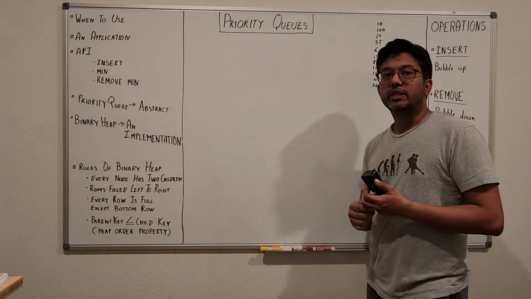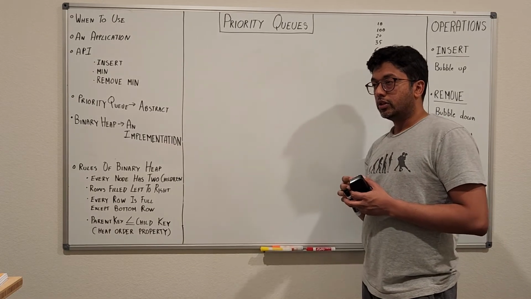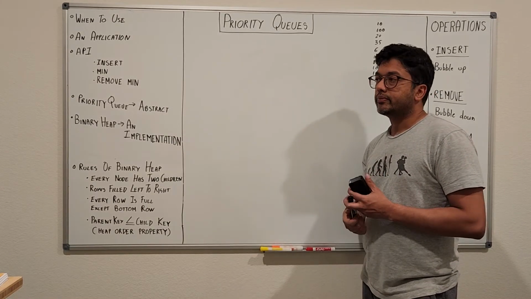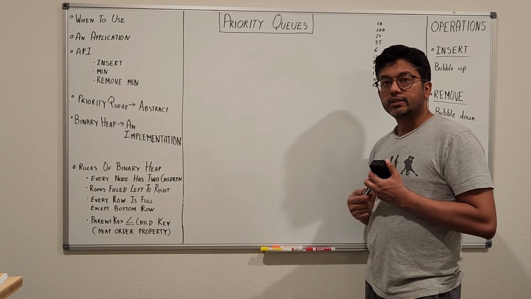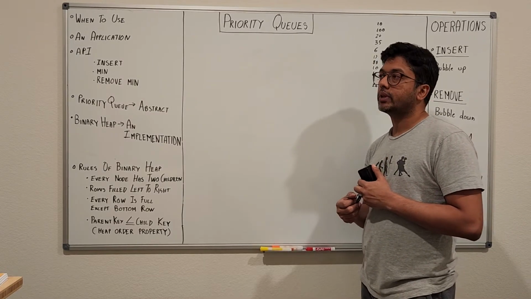Hi everyone. In today's video, we'll be talking about a priority queue. So what is a priority queue? A priority queue is a data structure where you can find the minimum very quickly.